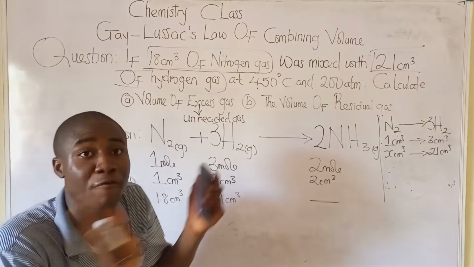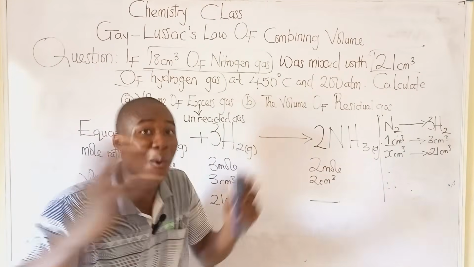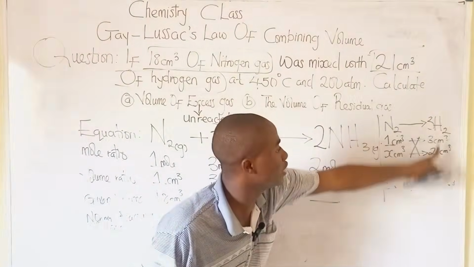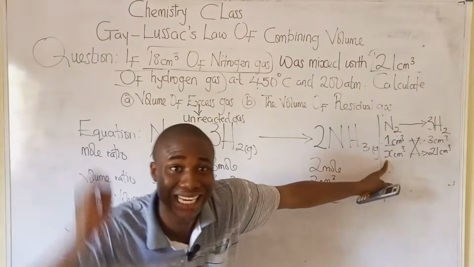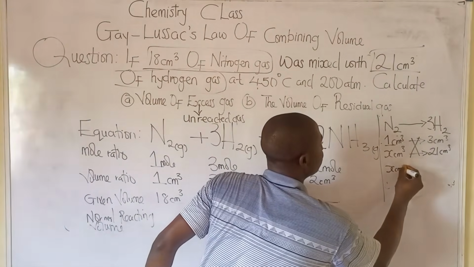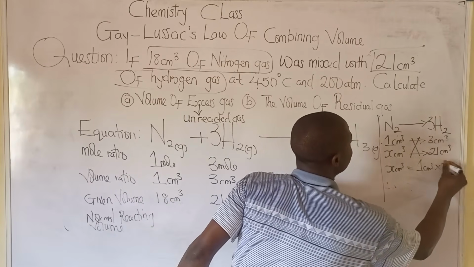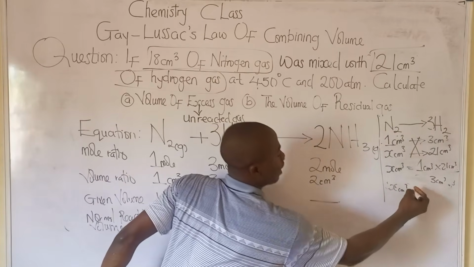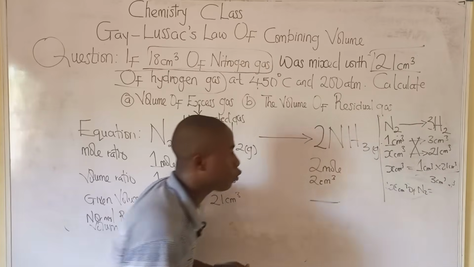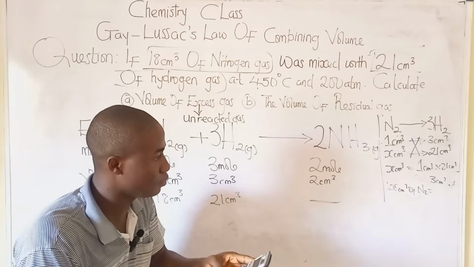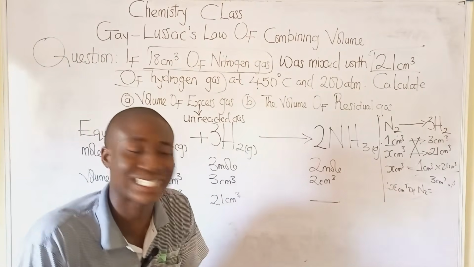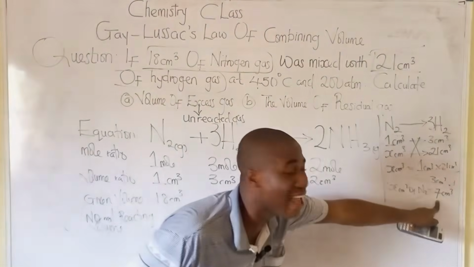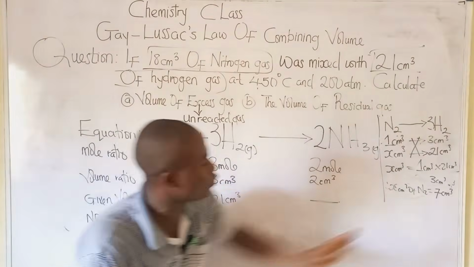Because there is no formula to solve questions under this aspect, we basically have to compare various gases. Now you can see here that I have made hydrogen gas constant before we made nitrogen, that 18 given, constant. So here x cm cube will now be equal to 1 cm cube times 21 cm cube over 3 cm cube. So x cm cube of which of the gas? Of nitrogen gas will now be equal to 1 times 21 over 3. That's 7. So we had the volume of nitrogen gas to be what? 7 cm cube.